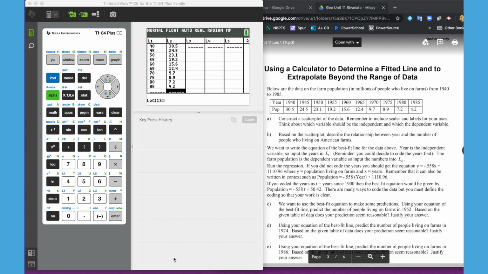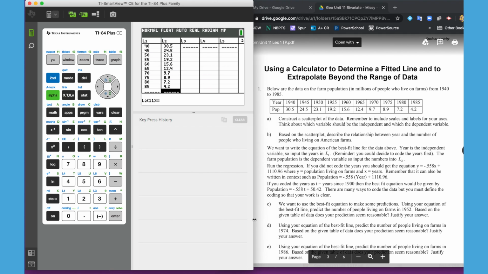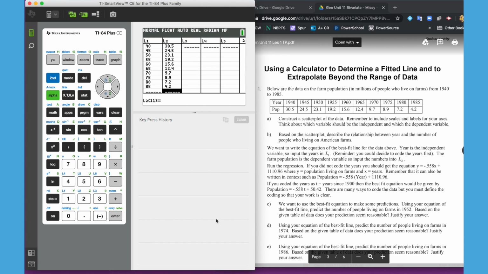In this lesson, we are going to take a look at bivariate data. Data where we will have, similar to number 1 here, a year on the x-axis and farm population on the y-axis.